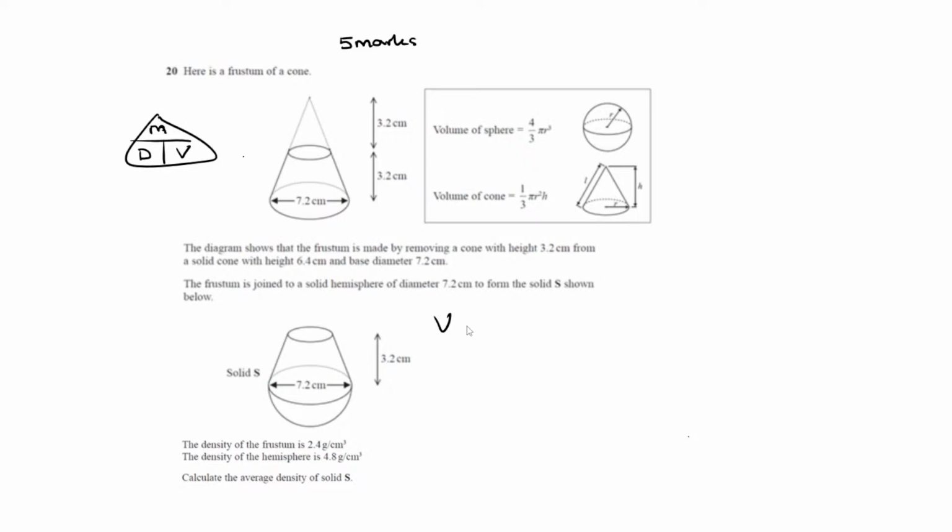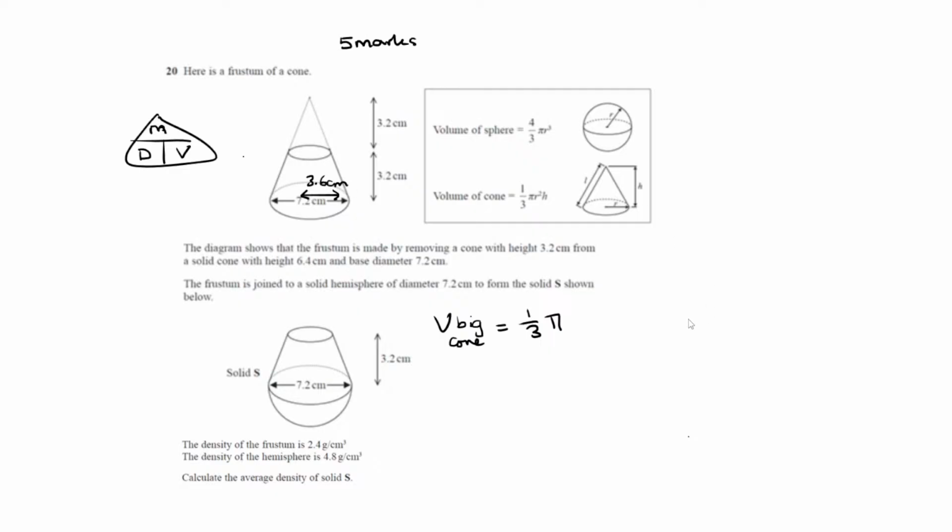So volume of the frustum. I tend to label each volume just so I don't forget which one is which, because I've worked out so many volumes in this question. The volume of the big cone: we've got our formula, 1/3 pi. Now, again, be careful with the radius. This is 7.2 as the diameter, so you'd have to work out just the radius, which is 3.6.